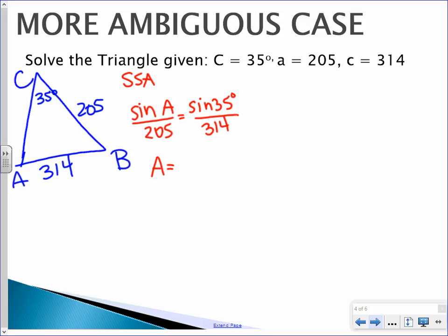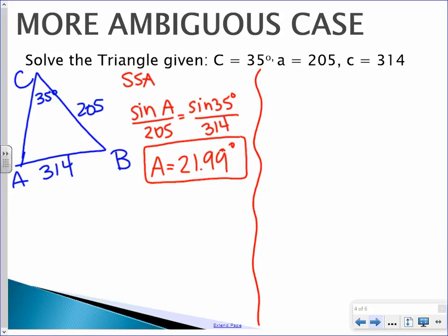Angle A, what is it? 21.99? Mercy figured it out. Okay. Are we all okay with 21.99? Okay.